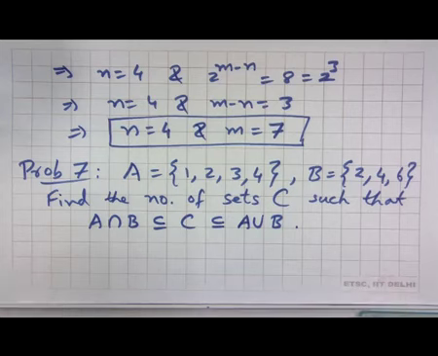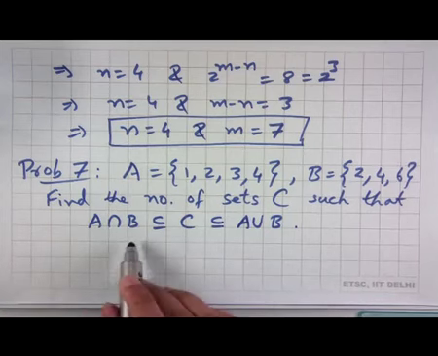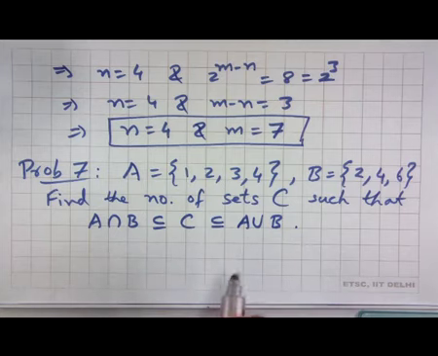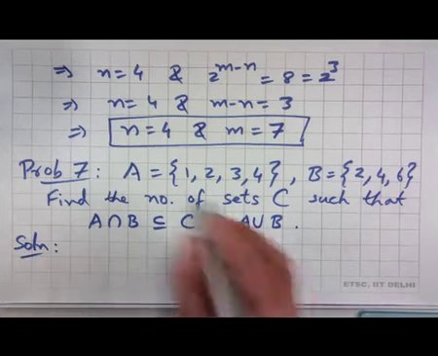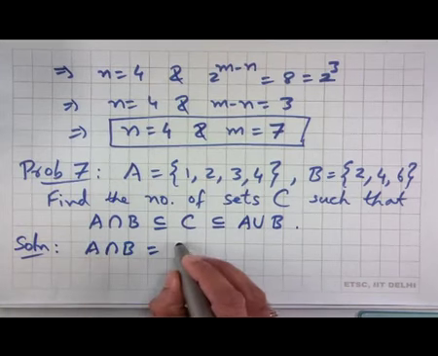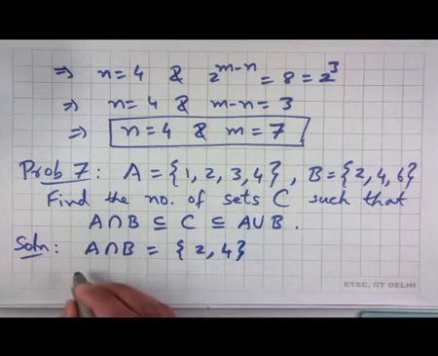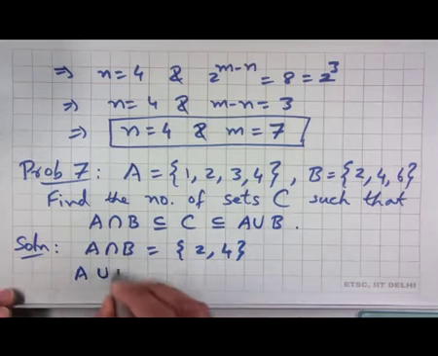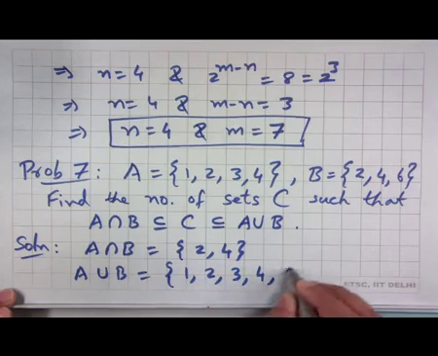Right. So, we have to find all sets C such that C contains A intersection B and C is a subset of A union B. So, in this case A intersection B is equal to the set containing 2 and 4, and A union B is the set containing 1, 2, 3, 4 and 6.